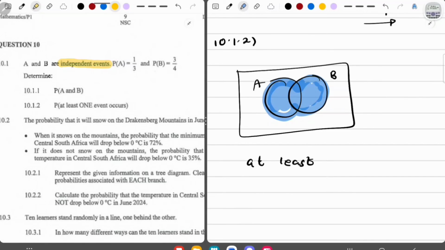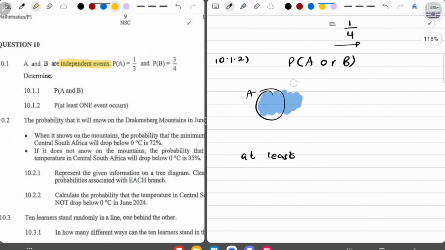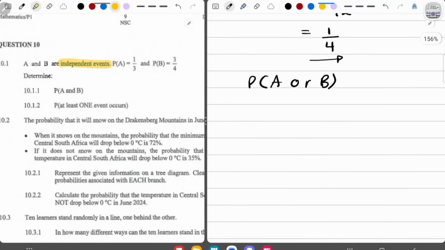This is really just finding the probability of everything. So probability of A or B. In other words, it's the probability of A union B. Everything. The combination of A and the combination of B. That's what we're finding. Just nothing outside the circle, of course. So that's what they're actually asking us for. They're asking us for the probability of A or B. So let's go ahead and find that.